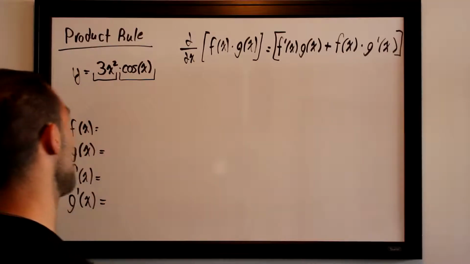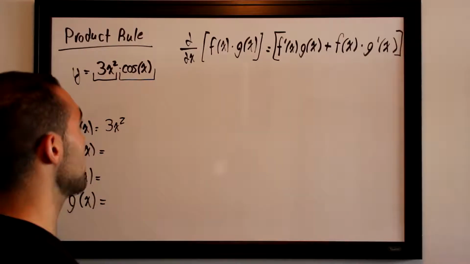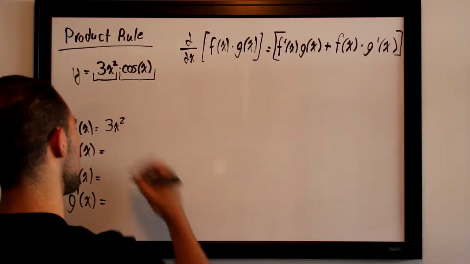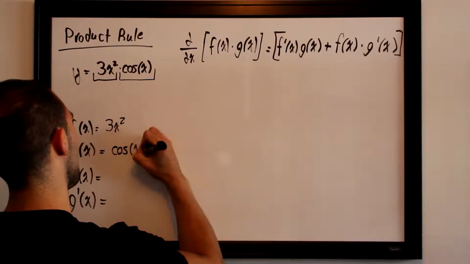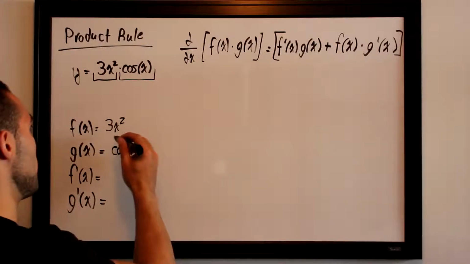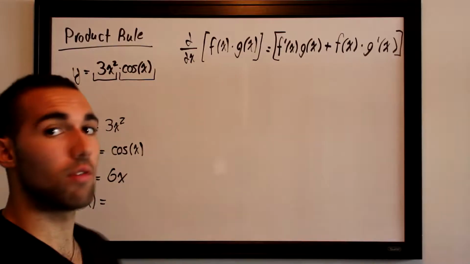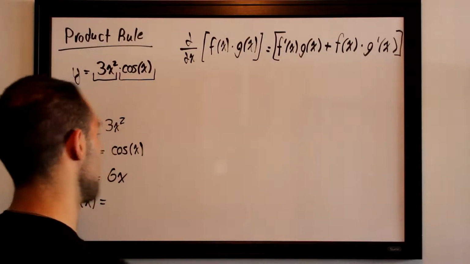So we will write this out as our f of x will be 3x squared. Our g of x will be our second function, which is cosine of x. And now we want to differentiate each of these functions. So the derivative of 3x squared is 6x using the power rule, and the derivative of cosine of x is negative sine of x.